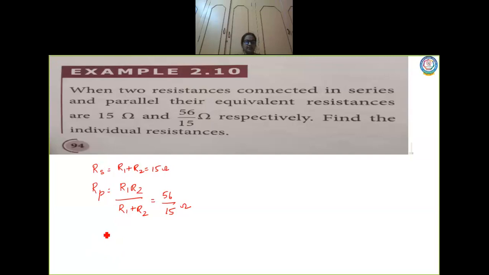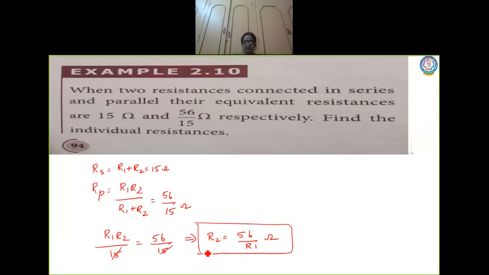Now I can write R1 R2 by R1 plus R2, which is 15, that is equal to 56 by 15, or I can write R2 is equal to 56 by R1 ohm. Am I right? This 15 gets cancelled. So R1 R2 is equal to 56. R2 is equal to 56 by R1. After this, everything is simplification. I want you to go through this sum, simplify it, try to understand. Then substitute this value of R2 in this equation, and simplify to get the answer.